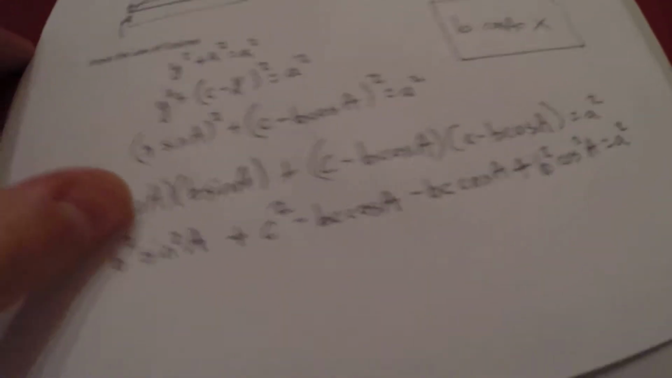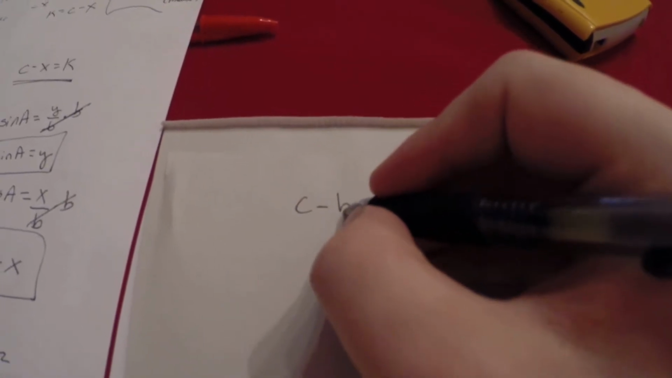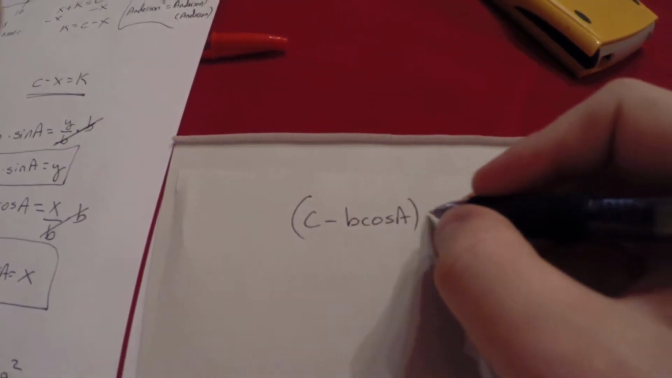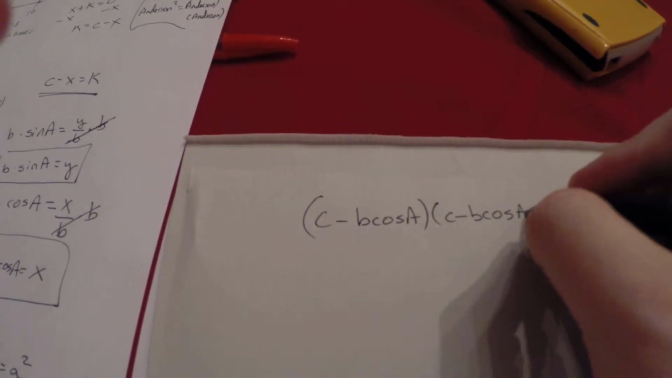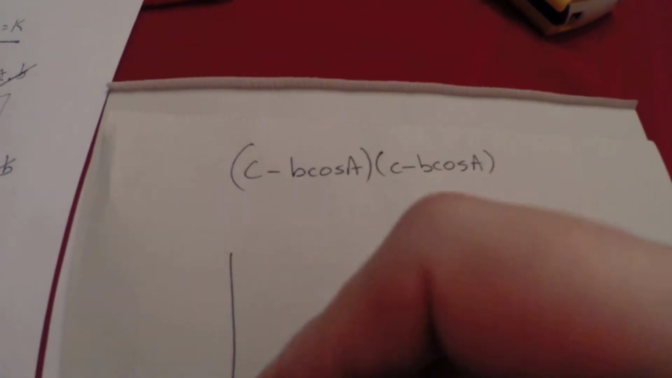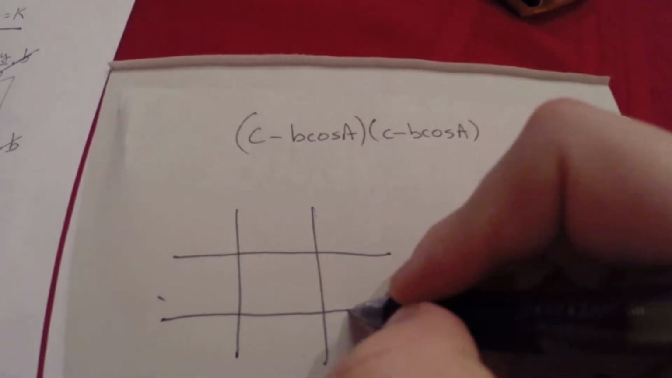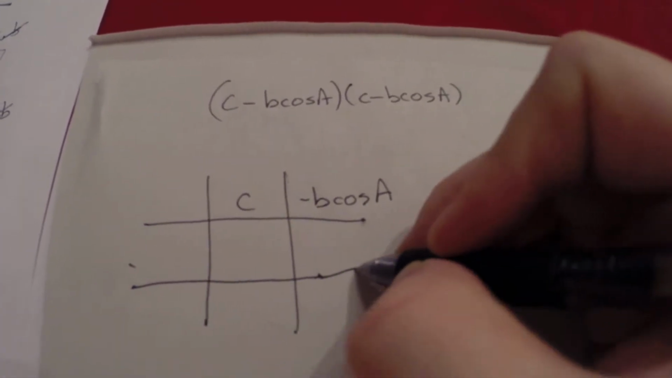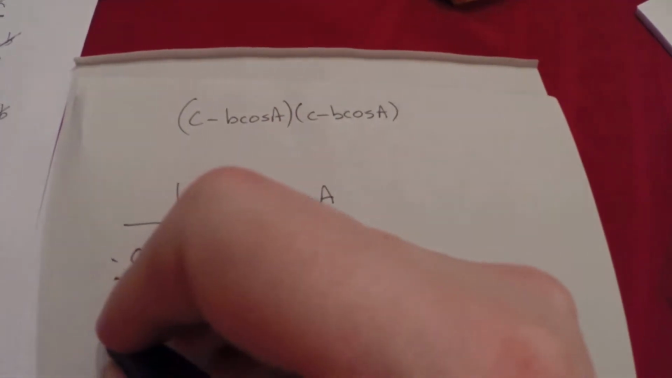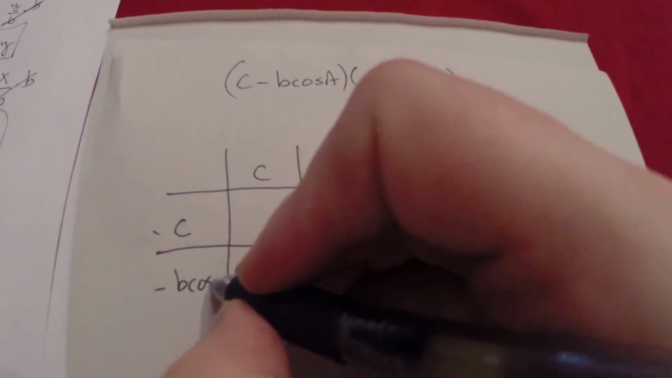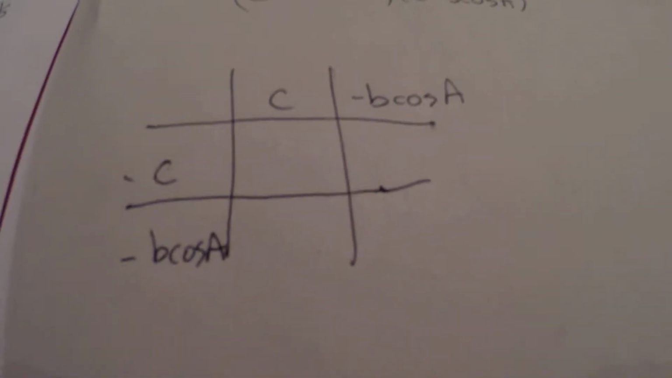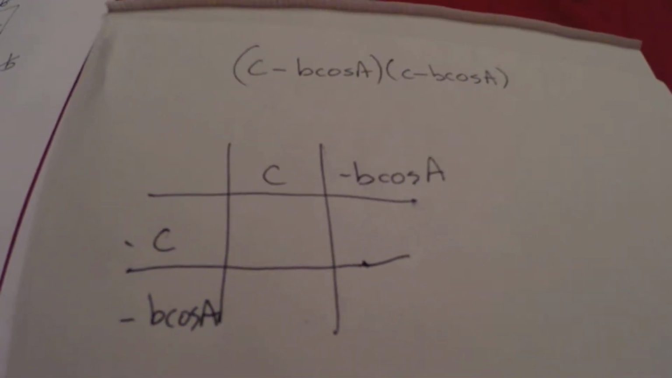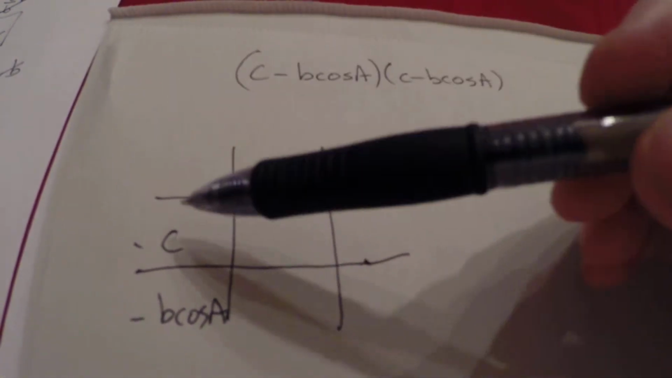By the way, I am actually going to flip over to another page. One thing you can do, if you're given c minus b cosine a times c minus b cosine a and you don't like foiling, is use the box method. If you get foiling, you can just watch this because it's fun to watch my hand move all over the place. But if you were watching me foil and you're wondering how to do that, then follow this and it will probably make more sense.